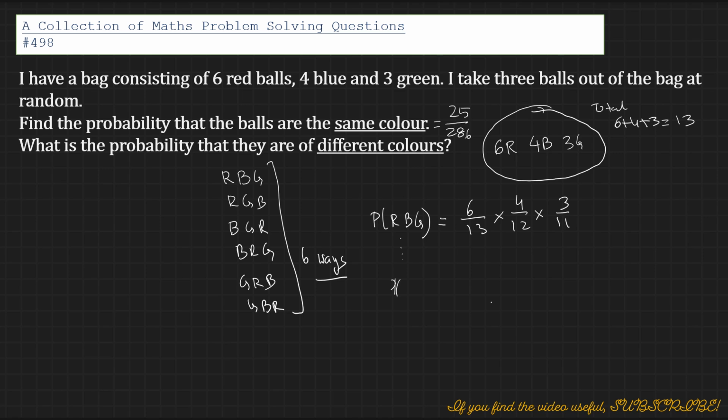So if you did probability of green and then blue and then red, you would get, so green is 3 out of 13 times blue is 4 out of 12 times the red is 6 out of 11. So you see, in both cases all we are doing is multiplying 6 times 4 times 3, then dividing it by 13 times 12 times 11.